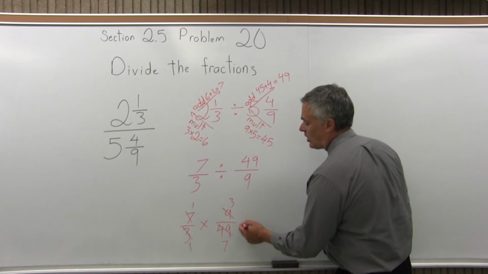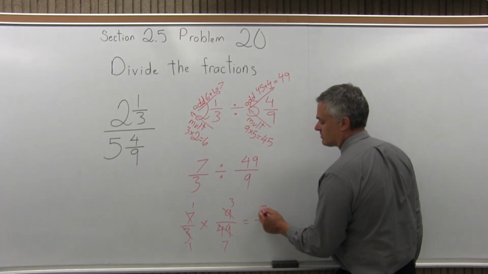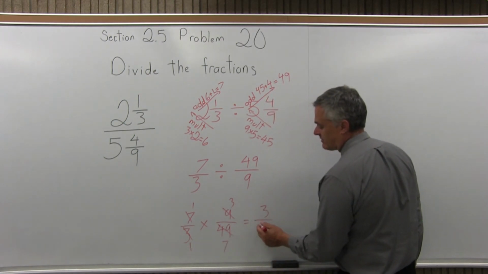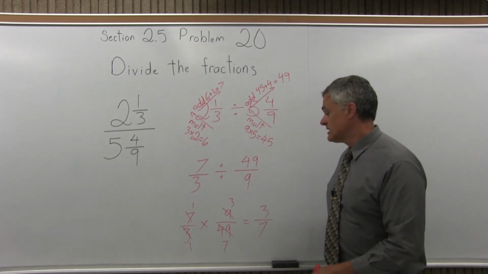So now on the top, the numerator times numerator becomes 1 times 3, which is 3. And in the bottom, the denominator times denominator is 1 times 7, which is 7. So the answer comes out to 3 over 7.